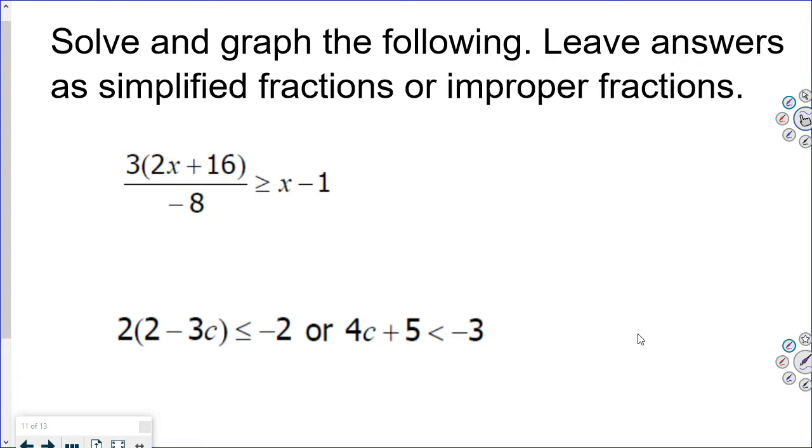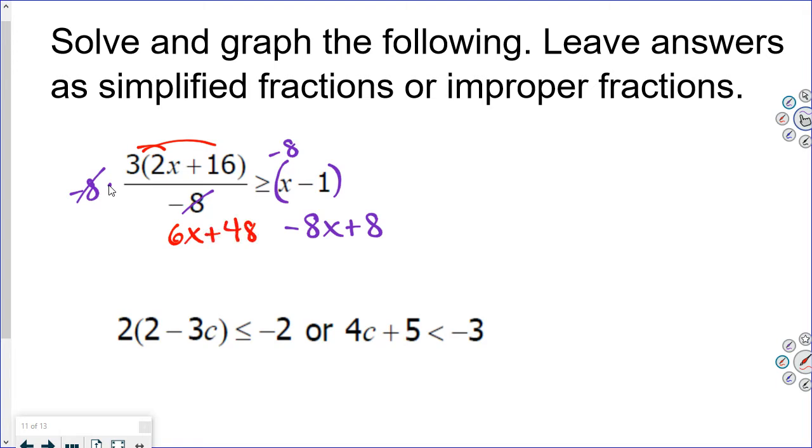So for this first one, what we're going to look at is we need to multiply each side by -8. And when we multiply the right-hand side by -8, we would get -8x plus 8. And then the left-hand side, all we did there was cancel out that -8. Now, to save us a little bit of time and writing, I'm also going to go ahead and distribute that 3 to get 6x plus 48. Now, notice, because we did multiply by a negative number, that means that this inequality in the middle will have to switch.